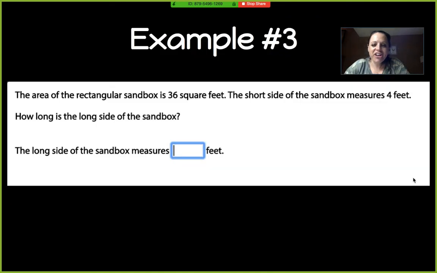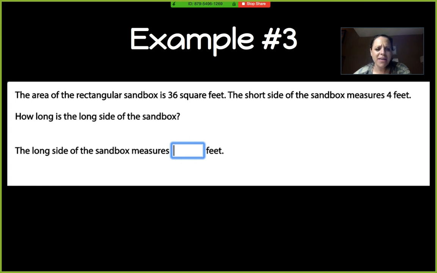All right, here's our last example. The area of the rectangular sandbox is 36 square feet. The short side of the sandbox measures 4 feet. How long is the long side of the sandbox? Okay, and I notice my answer is in feet. I do not need to convert anything, but this is a missing length problem, so I've got to figure that out.